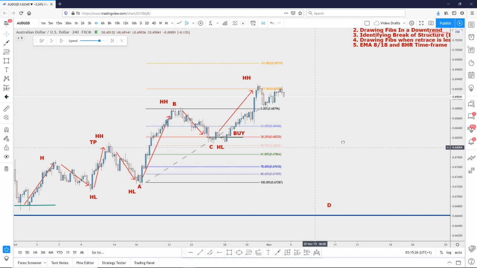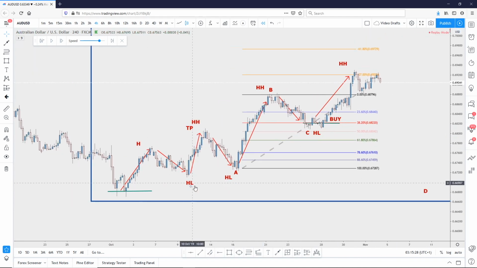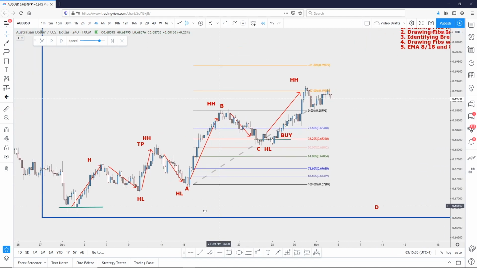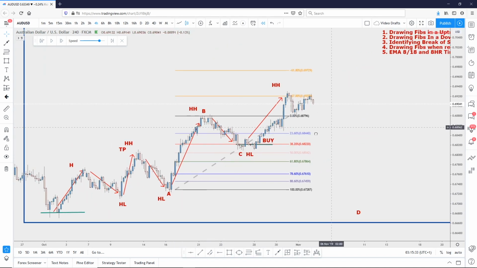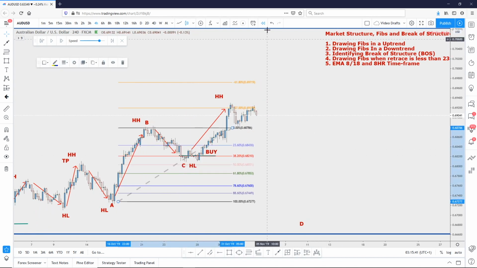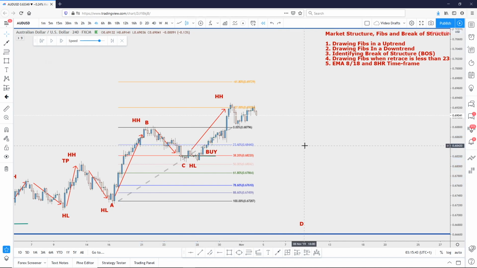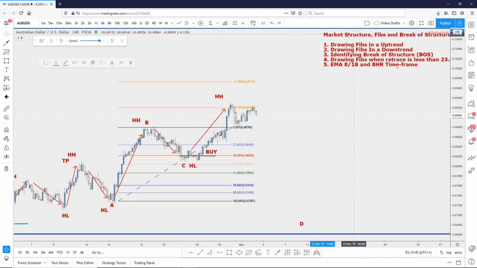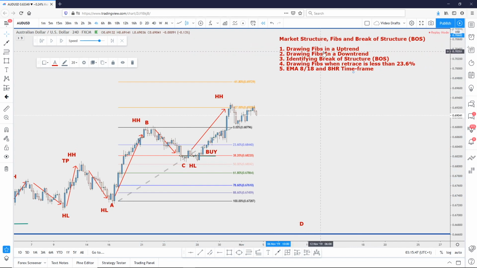Just by knowing how to identify the higher highs and higher lows, and placing a buy trade at point C. That's the name of the game. That's how you use Fibonacci. So I covered right now drawing Fibonacci in an uptrend. And the next is in a downtrend.